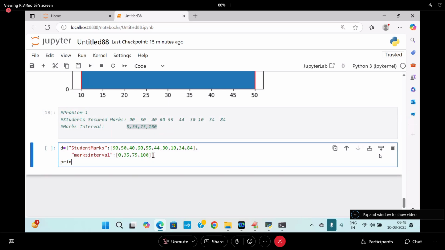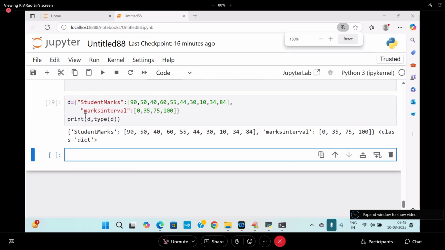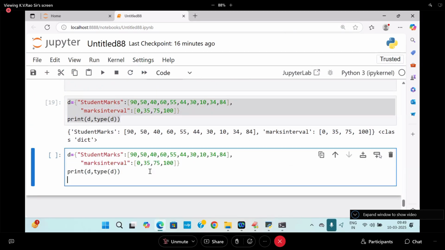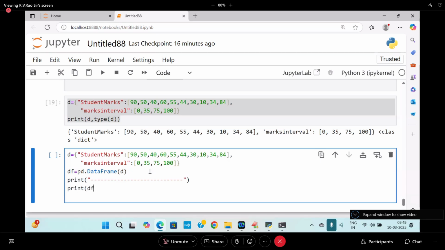Dictionary data, got it. D comma, type of D students. So you got it, dictionary of values. How do you draw now? Get the dictionary of data as it is here. Get this data. Convert into what type? DF. DF is equal to pd.DataFrame of D. Print of DF. So this data is printed.